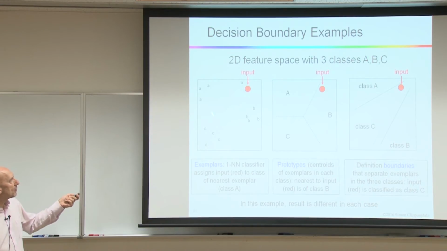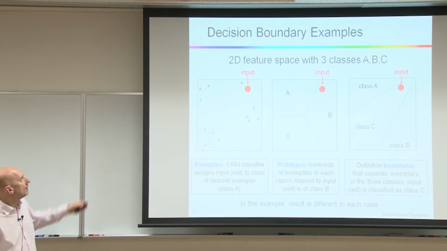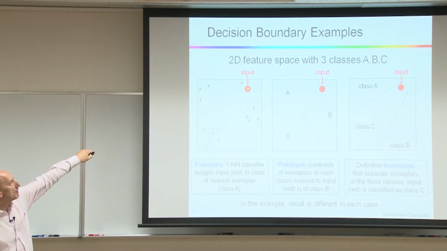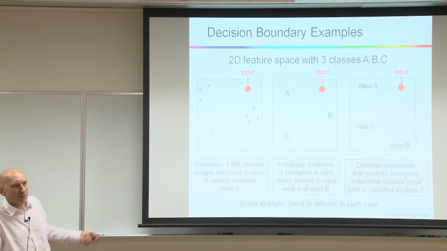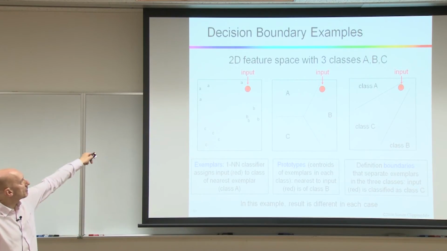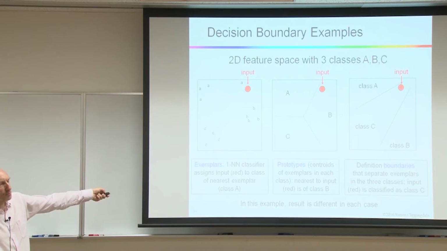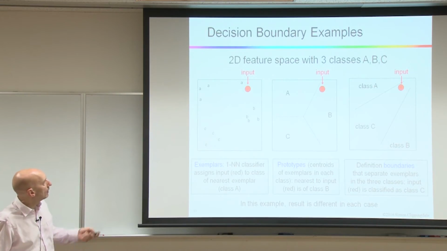And so here we've got 3 classes, A, B, and C in the training data. Here's a novel input, and we're going to simply classify this according to the nearest neighbor in the feature space. So in this case, this input is going to get classified as A because A is the nearest training sample to it. Okay, 1NN here means nearest neighbor, by the way.